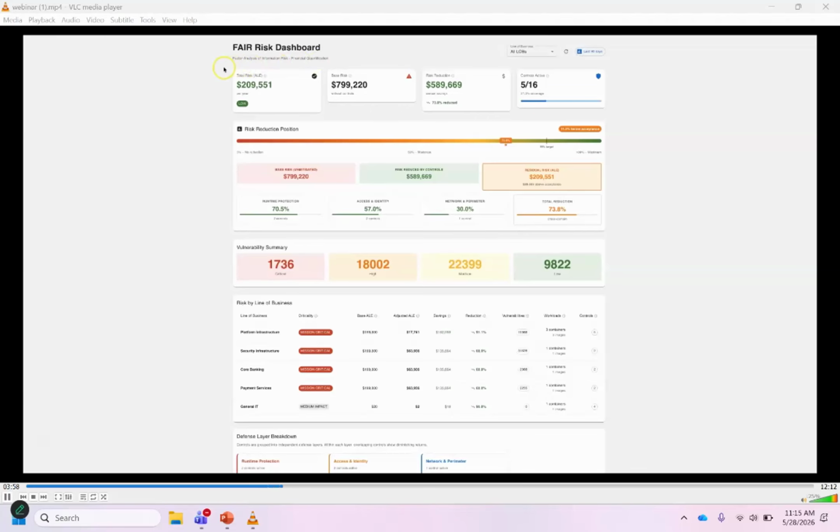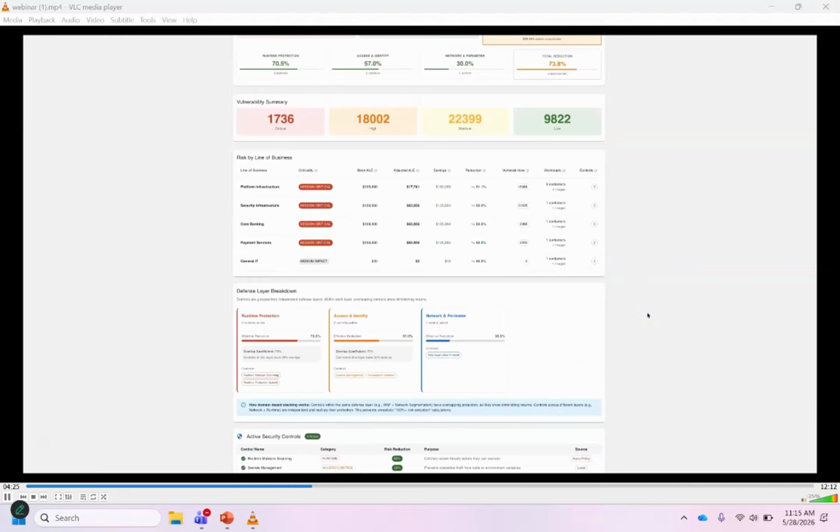Look at the top 4 cards. Total risk is the residual annual loss expectancy across the estate after controls. Base risk is the same number with no controls applied. Risk reduction is the percentage difference between the two bars, which is the customer visible value of the Aqua platform expressed in monetary values. Controls active is how many compensating controls are currently mapped in.